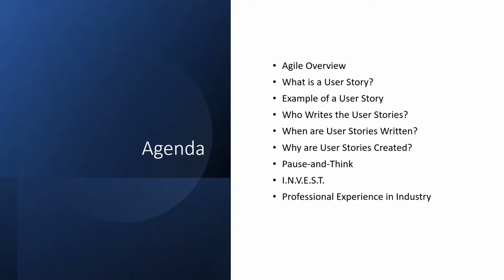The following is the agenda for this video presentation. I will begin by giving a brief overview of Agile and Agile project methodologies used in industry. I will then describe what a user story is and provide an example. From there, I will go on to describe the who, when, and why. I will ask an audience question and immediately follow up the answer with a description of the attributes that make for a good user story, using the acronym INVEST. I will conclude the presentation by sharing my personal experience in having used user stories as a developer for a Scrum team.